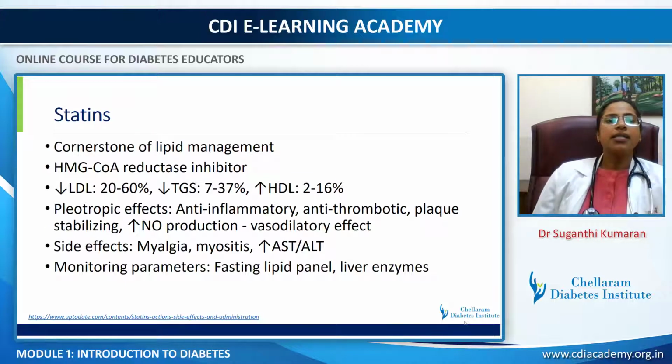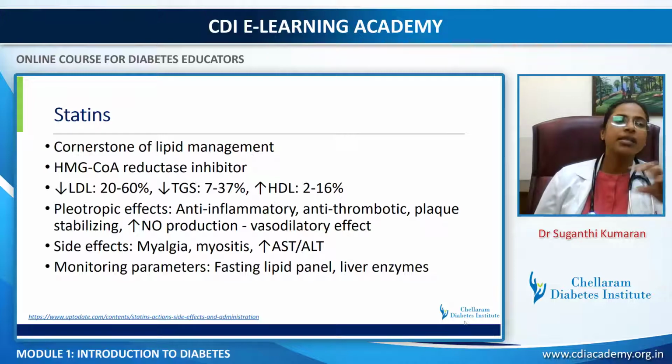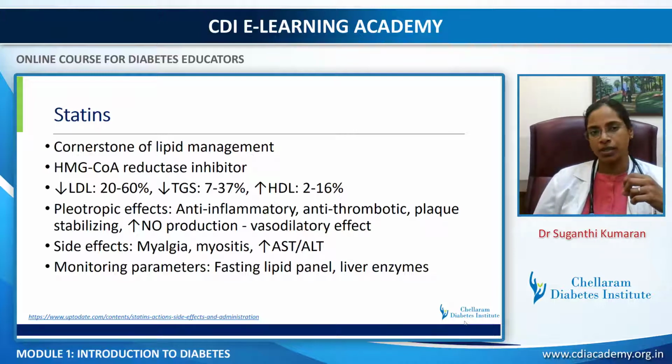So as I mentioned earlier, statin is the cornerstone treatment for lipid management. It is an HMG-CoA reductase inhibitor. It is a rate limiting step in the cholesterol synthesis. So once you inhibit that, obviously the cholesterol production goes down. It decreases the LDL by 20 to 60%, triglyceride by about 7 to 37%. It increases the good cholesterol. As I mentioned earlier, H stands for happy or higher. Higher the number, happier you are. That's the way you can remember. HDL, the high density lipoprotein, the higher it is, the better off it is for the patient. So it increases HDL by 2 to 16%.